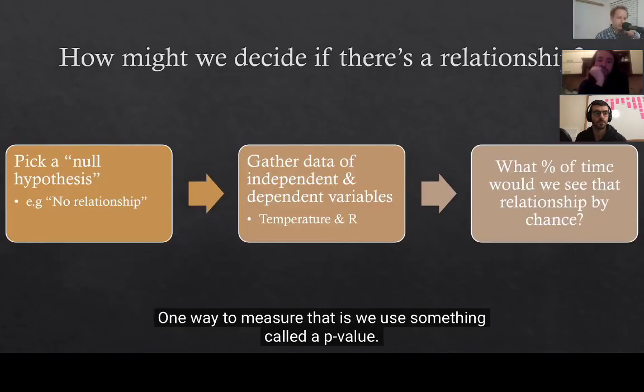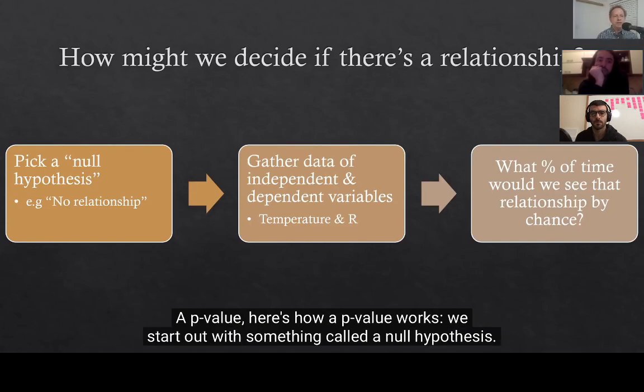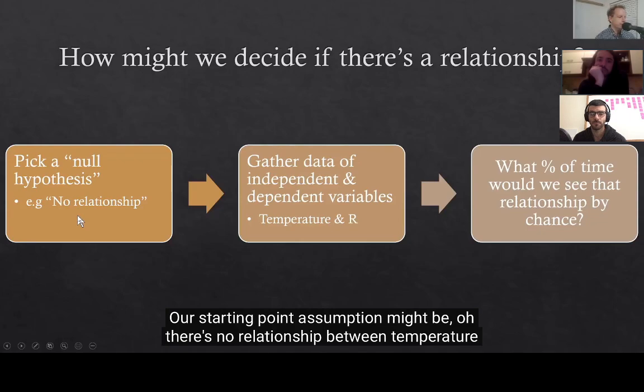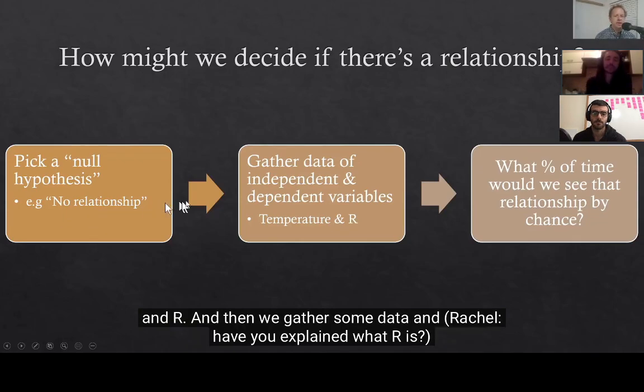And so one way to measure that is we use something called a p-value. So here's how a p-value works. We start out with something called a null hypothesis. And the null hypothesis is basically our starting point assumption. So our starting point assumption might be, oh, there's no relationship between temperature and R. And then we gather some data.